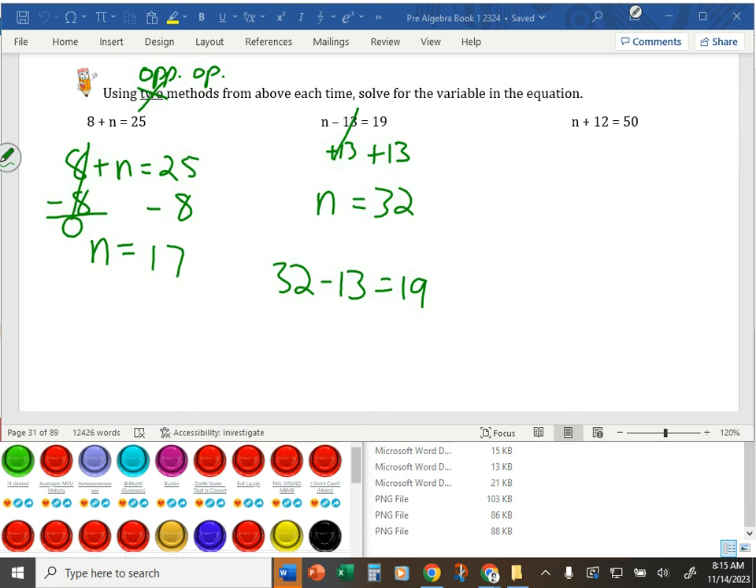Subtracting. Exactly. So you're going to subtract 12 from the left side, the purpose of that being to get n by itself, and then you're also going to subtract 12 from the right side. What's the value of n? N equals 38. And you can plug that back in, like I said. If you plug in 38 for n and add 12 to it, 38 plus 12 does indeed give you 50.